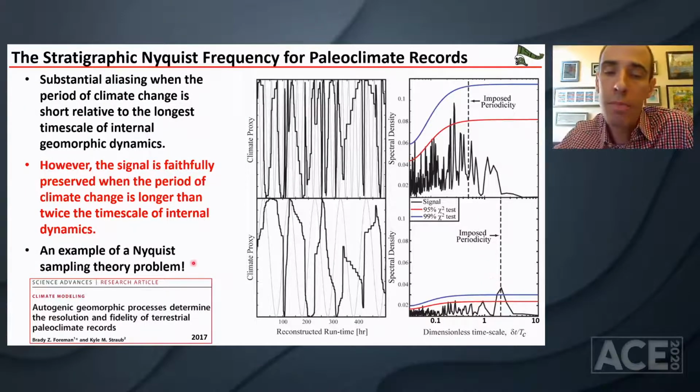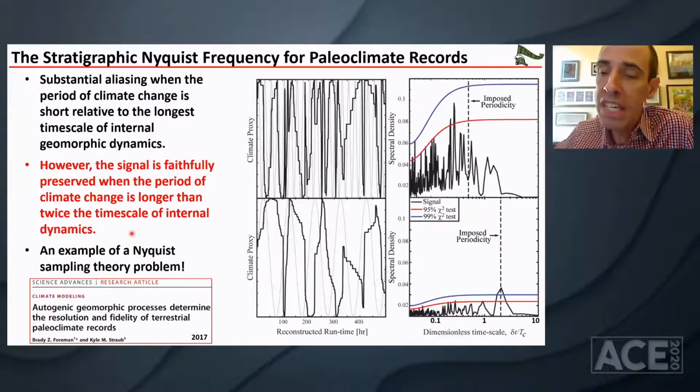Okay. In a way, this is a really nifty example of a Nyquist sampling theory problem. And so what we refer to this as is the stratigraphic Nyquist frequency for a sedimentary basin. And again, it's linked into this compensation time scale that I think is actually something that one can measure in a sedimentary basin to think about the fidelity that you should expect of your record.